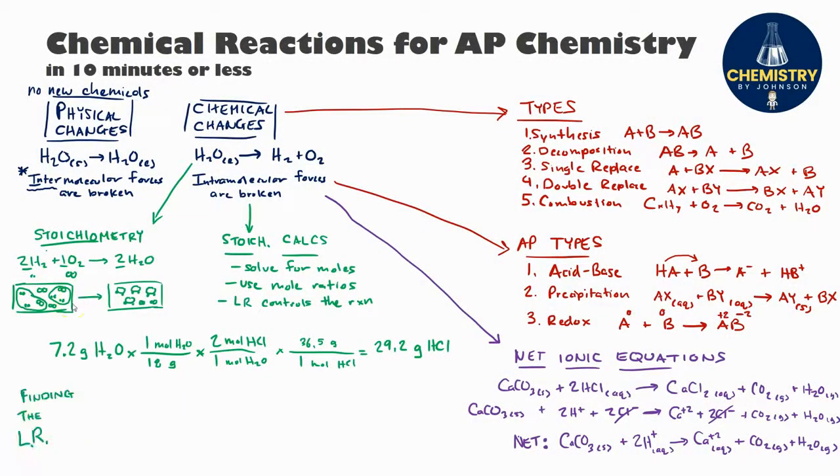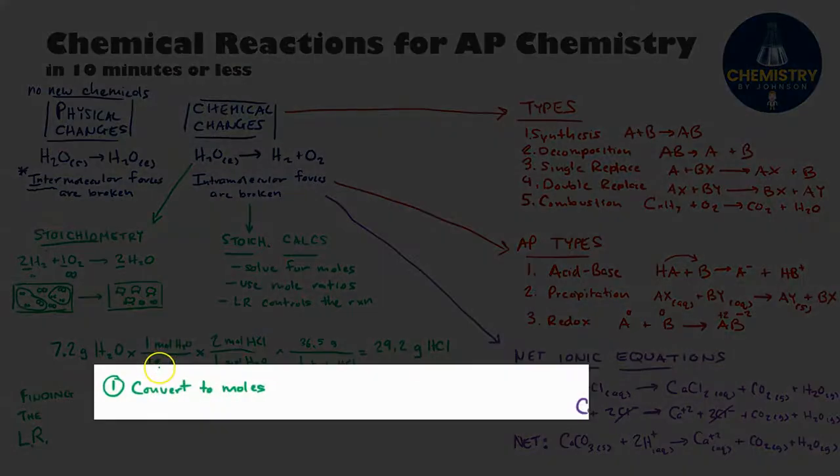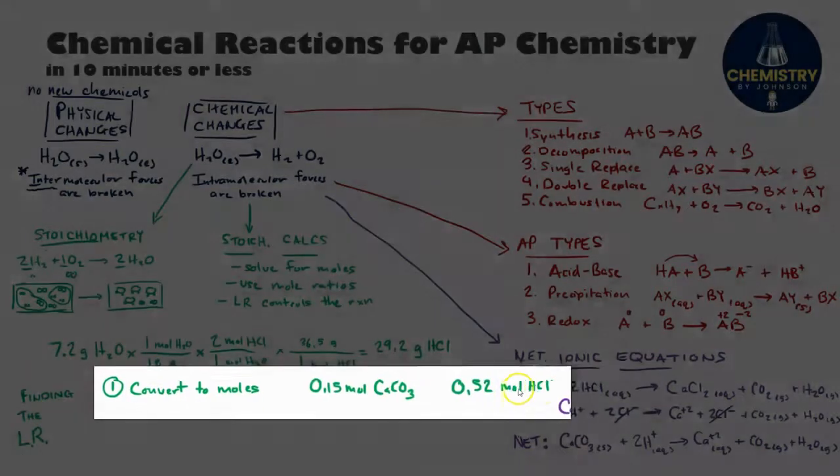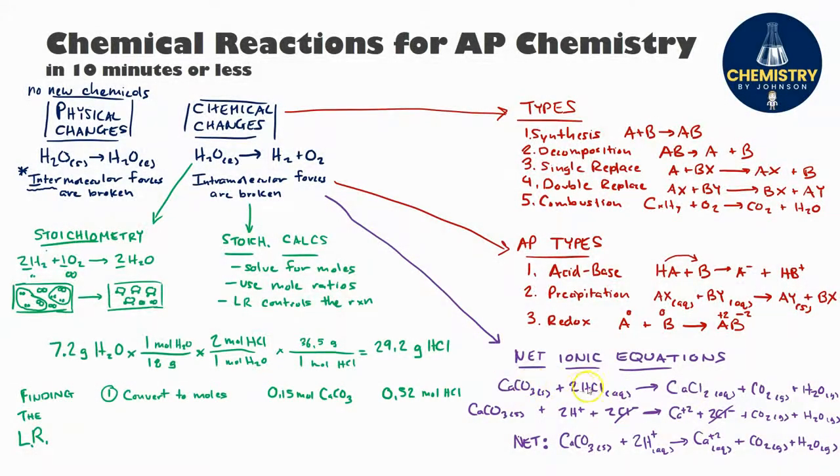And lastly, let's talk about finding the limiting reagent. Sometimes that's your task, is to be given some reactant quantities and you're asked to find which one will run out first. The first thing we need to do is make sure those reactant quantities are both in moles. If they're given to you in some other value, you're going to want to convert them over. Let's again say we're working with this calcium carbonate and hydrochloric acid reaction, and I found out that there's 0.15 moles of calcium carbonate and 0.52 moles of HCl.